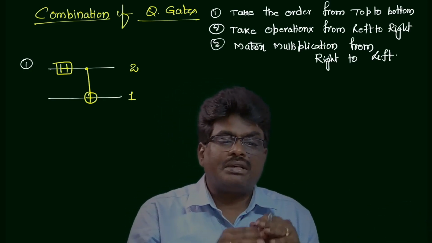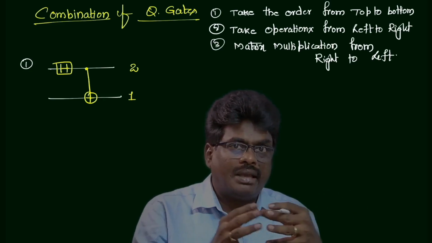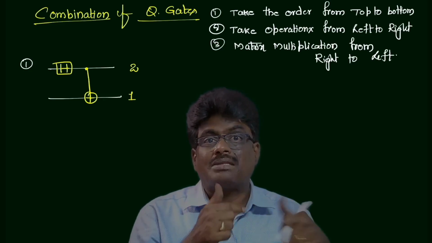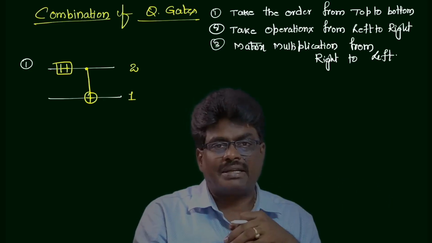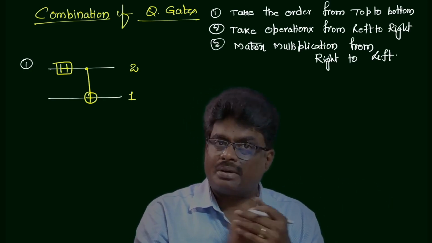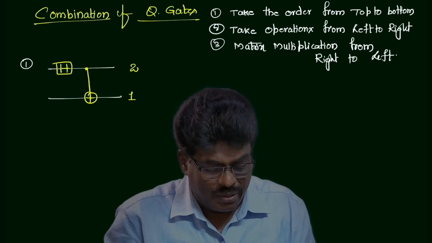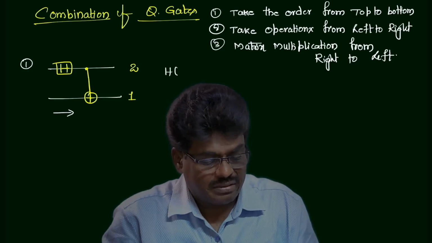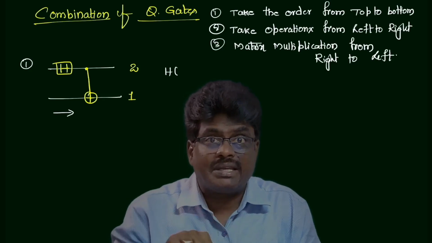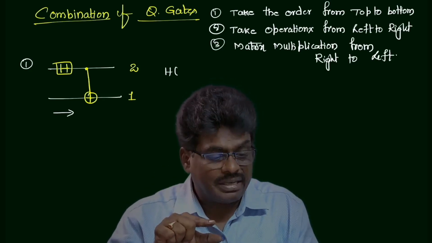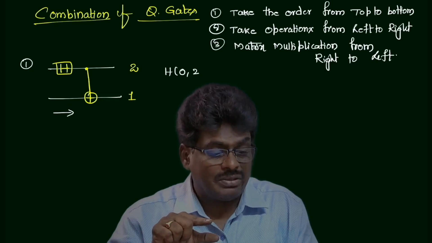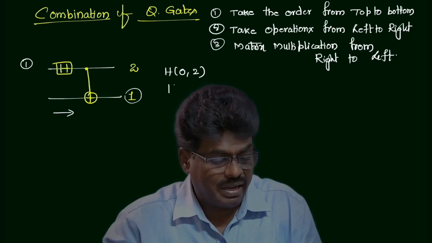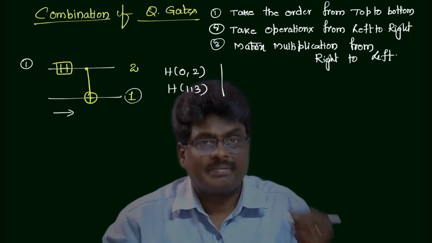But whenever you are multiplying any operations, multiply from right to left. Because we will multiply them as matrices. We can't multiply the operations directly. Please remember this. Now I'm going from left to right only. So the first one is H. This is on qubit 2. This is a single quantum bit. That's why 0 comma target is 2. Now what's remaining? 1 is remaining. That's why add 1 comma 3.